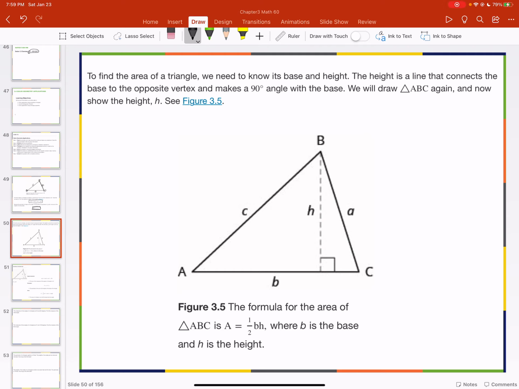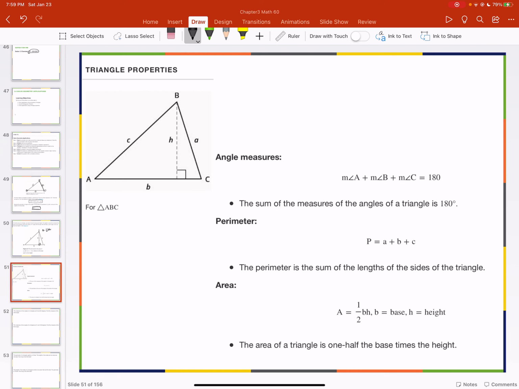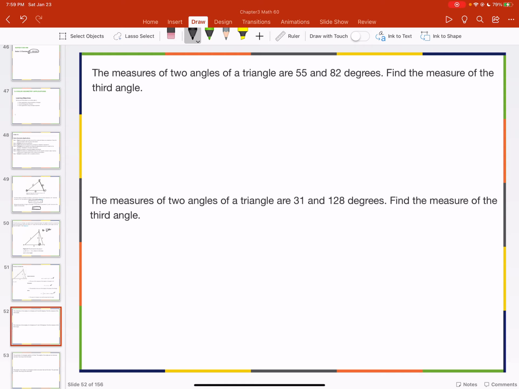Okay, so now we have the same triangle, but now we have the height here, which is h. The height is what connects the vertex to the opposite side at 90 degrees. In other words, this is perpendicular. And the formula for the area of a triangle is 1/2 base times height. Again, just to recap, the sum of the angles is 180, the perimeter is the sum of the sides, and the area is 1/2 base times height. Those are the triangle properties, and we're going to use them for some word problems.